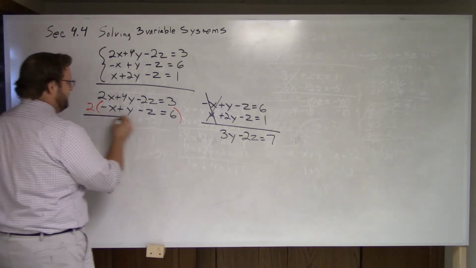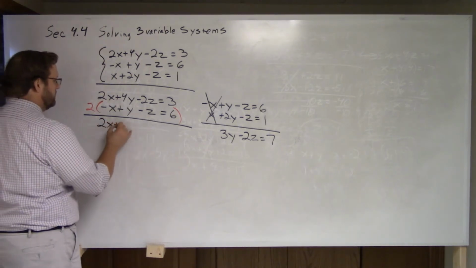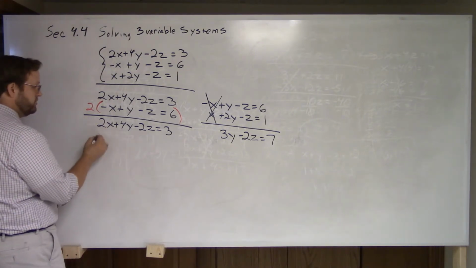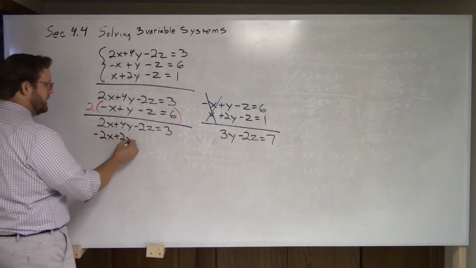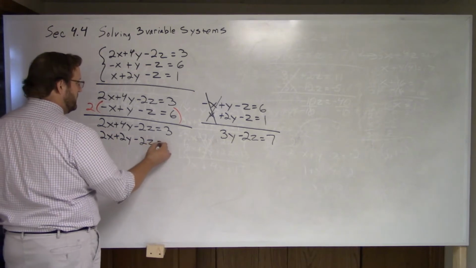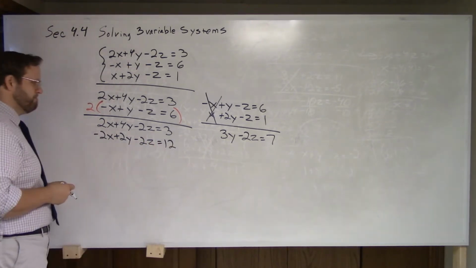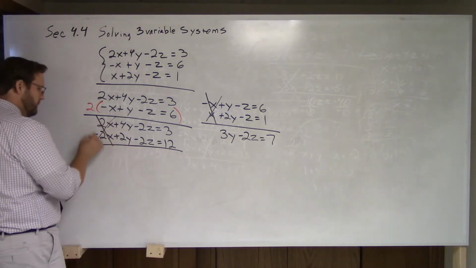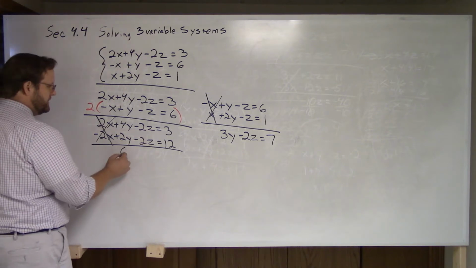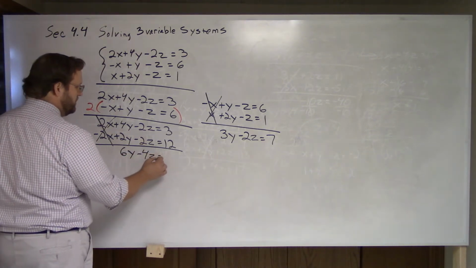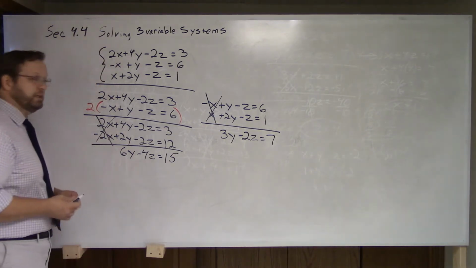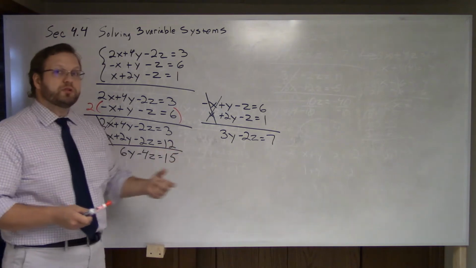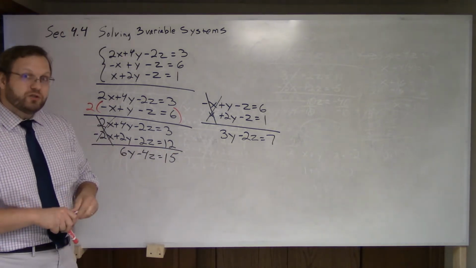So what I get is that first equation coming down, and then I distribute the 2. So negative 2x plus 2y minus 2z equals 12. Okay? And by design, that's gone. And then I have 6y minus 4z equals 15. Okay, what I just created are two new equations with two variables. So I created a two-variable system.